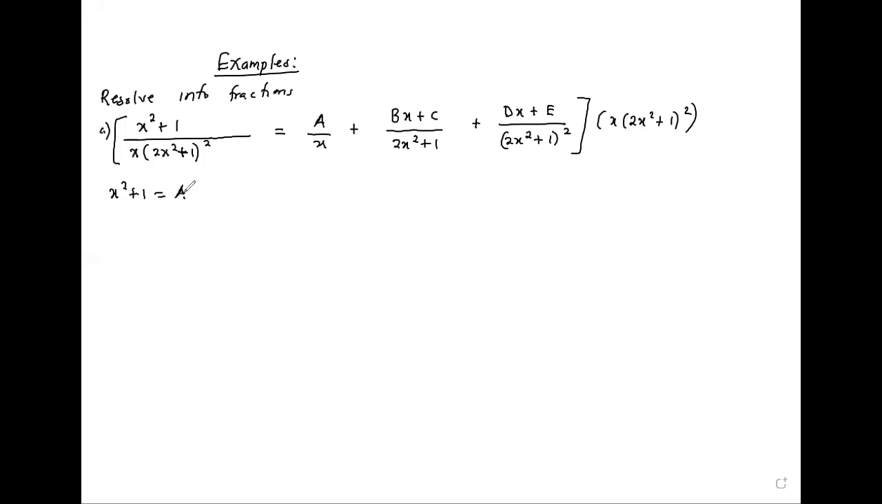So we have a, this x will take away that x. So we'll get a multiplied by (2x squared plus 1) squared plus bx plus c. This guy will take away the square, but the x won't be touched, and then from the square will remain with 2x plus 1, plus dx plus e multiplied by x, because this piece will take away the whole thing there. Then from here, if we let x to be 0, we can get a.